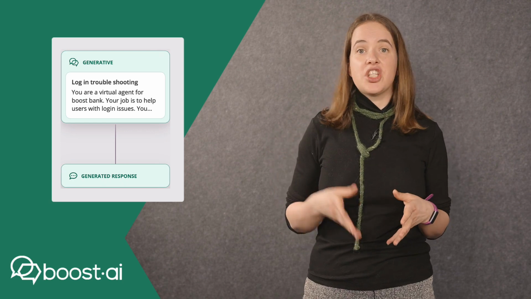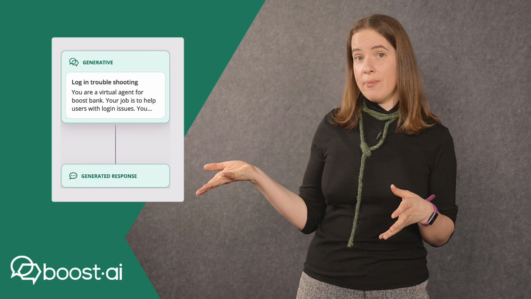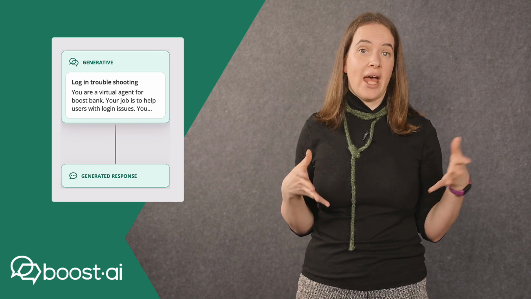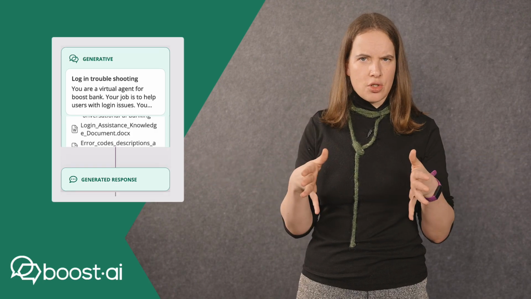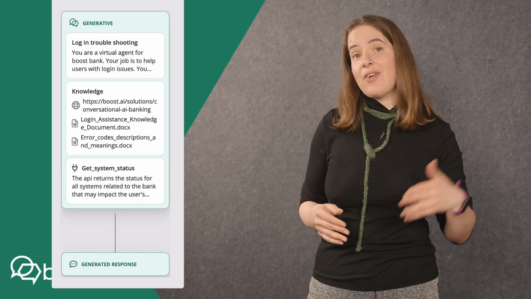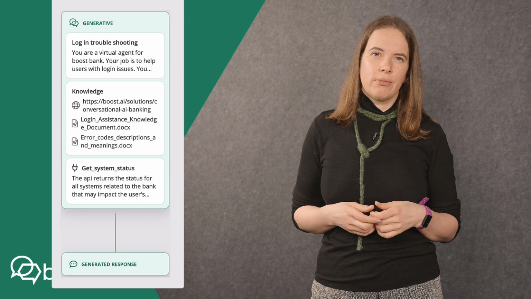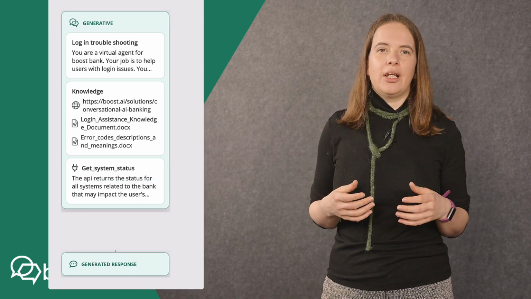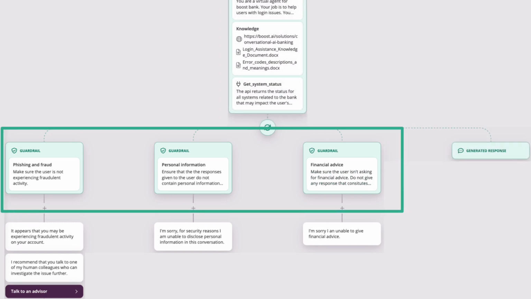Generative responses use a large language model, or LLM, to respond to a user's question and converse back and forth with users to solve their issue. In its simplest form, a generative response connects to an LLM and has some instructions for how to behave. We can constrain it to only use knowledge sources that we provide and give it access to user information. Perhaps most importantly, it has guardrails to prevent it from going astray.